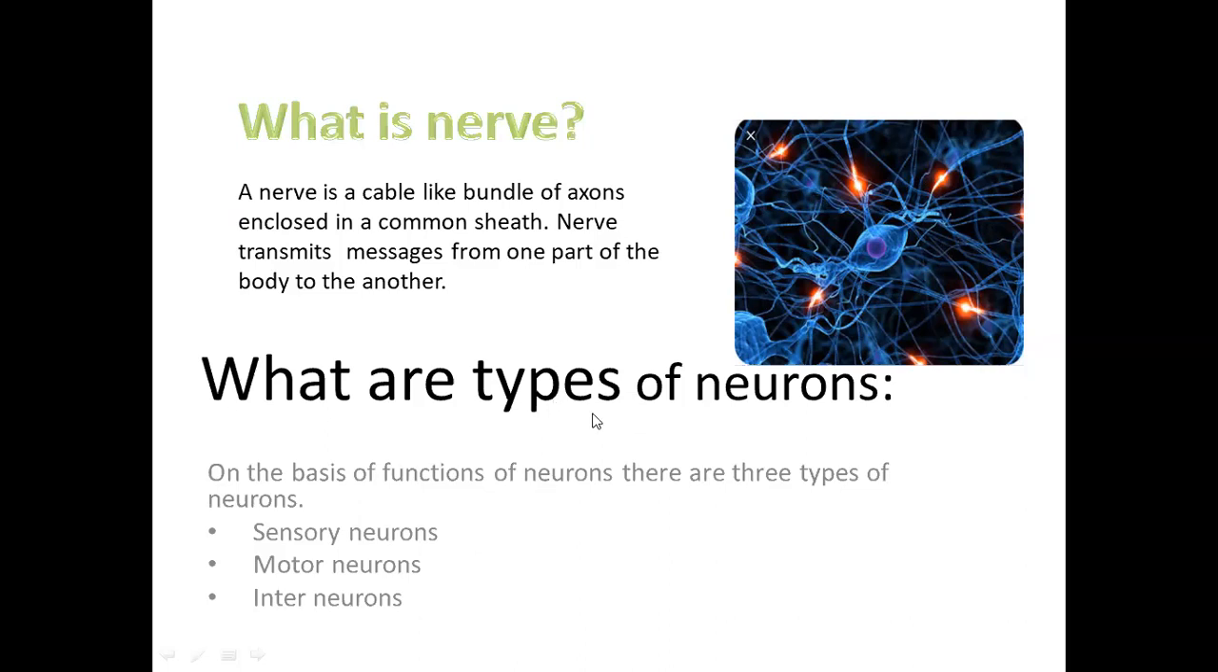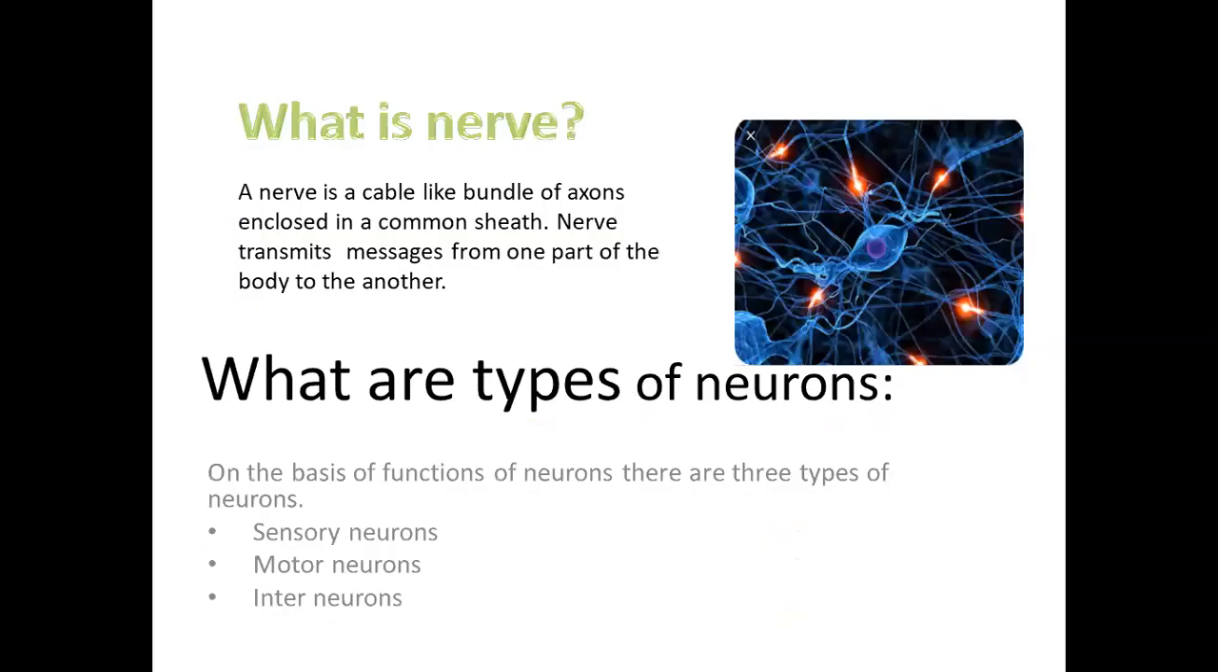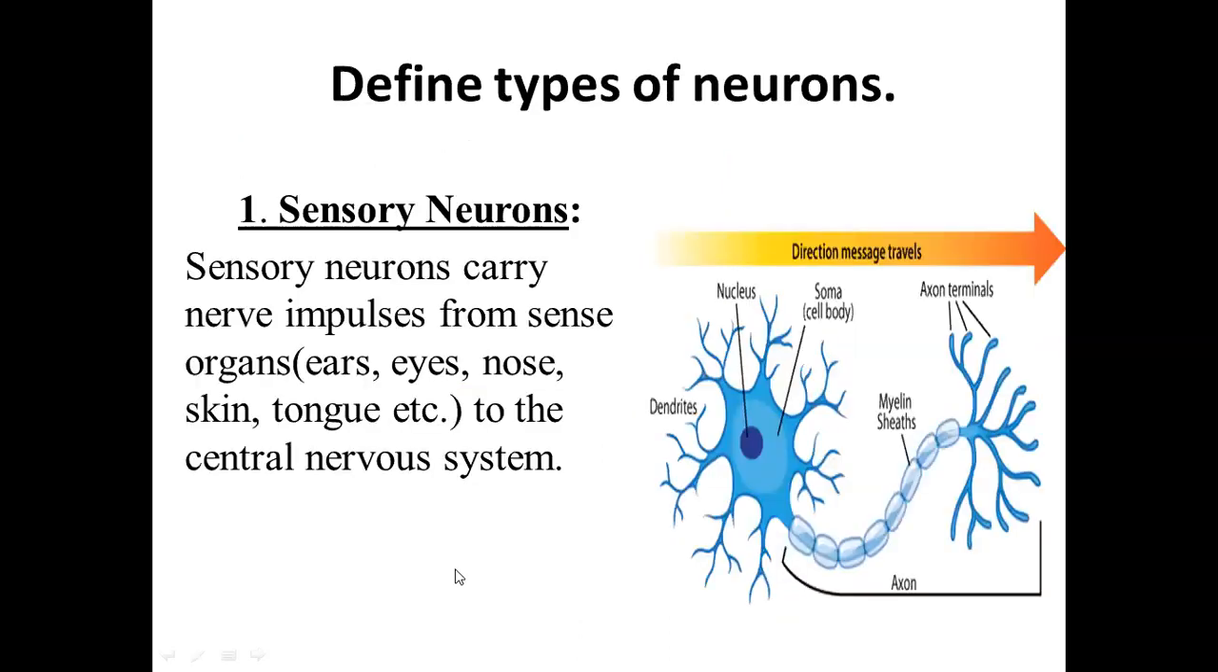Now, the second main ingredient of today's topic was types of neurons. On the basis of function, for the same neuron which we have already discussed, there are three main categories of neurons. One is sensory neurons, the second category is motor neurons, and the third category is interneurons. We'll discuss them one by one in detail, everyone. Now, sensory neurons, the first category.